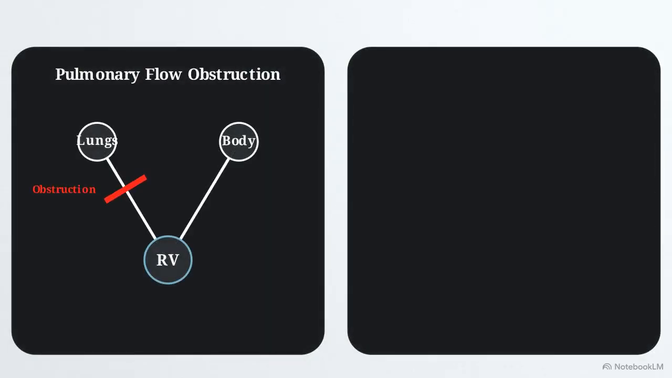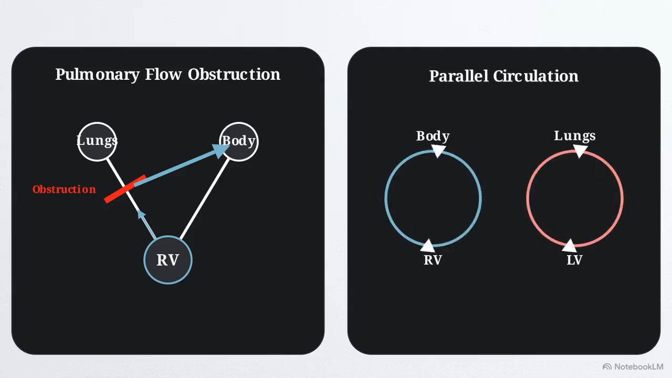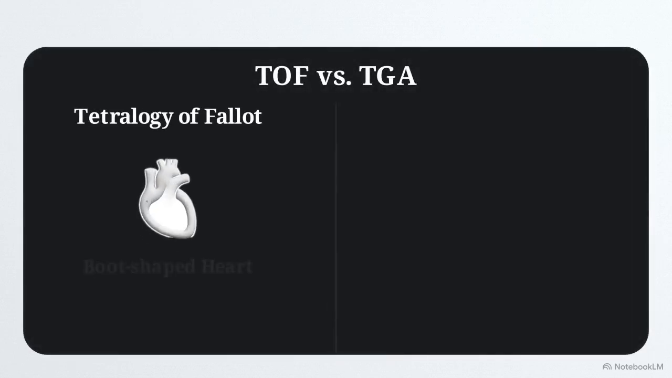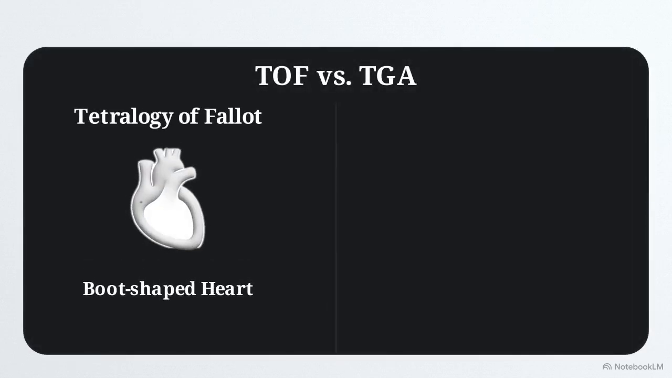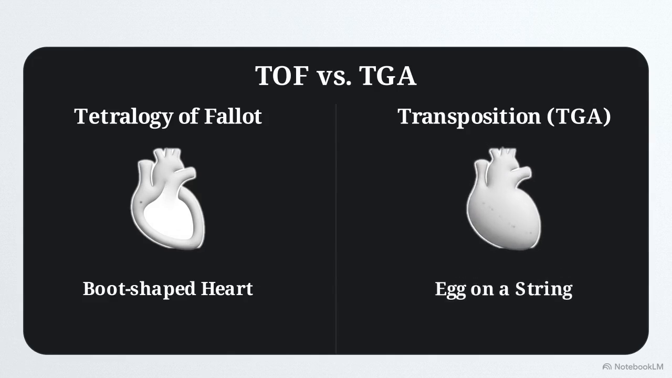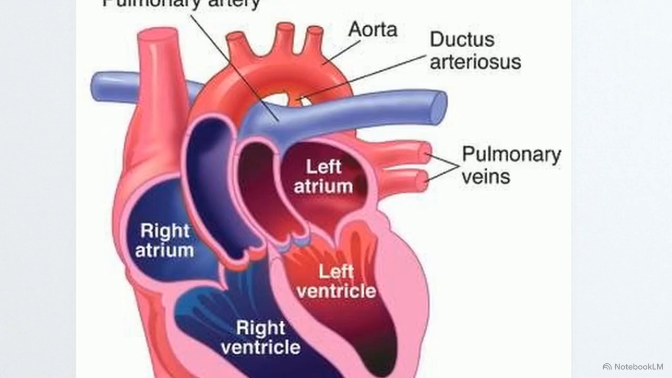To separate the primary cyanotic heart defects, we use a framework looking for pulmonary blood flow obstruction versus parallel circulation. Here is our comparative data table. Tetralogy of Fallot typically presents with a boot-shaped heart, while transposition of the great arteries shows a silhouette like an egg on a string. This diagram shows transposition of the great arteries.